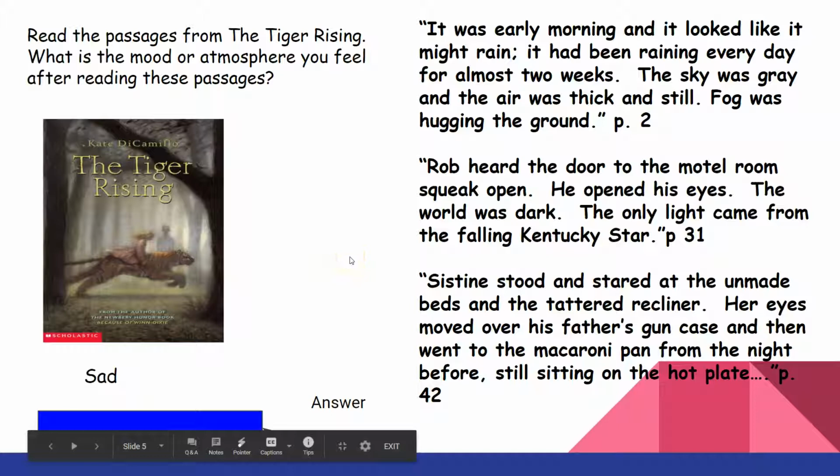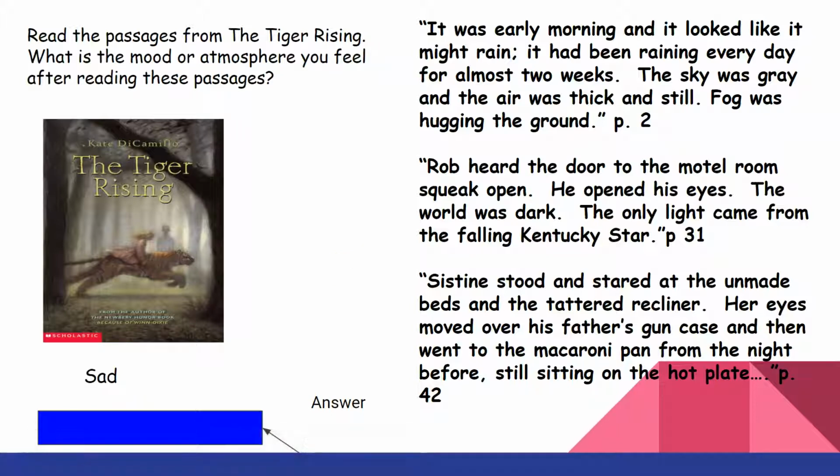It was early morning, and it looked like it might rain. It had been raining every day for almost 2 weeks. The sky was gray, and the air was thick and still. Fog was hugging the ground.